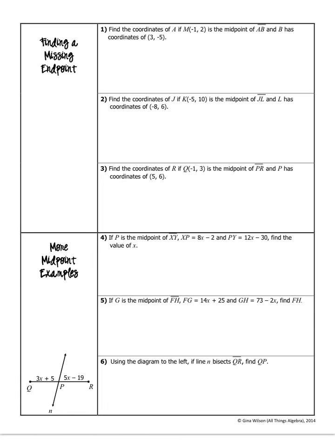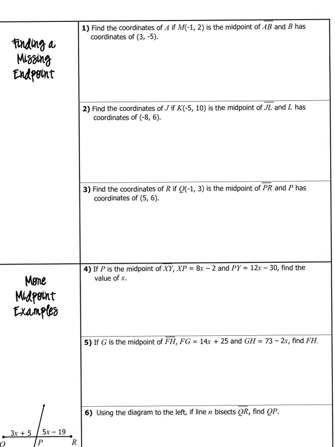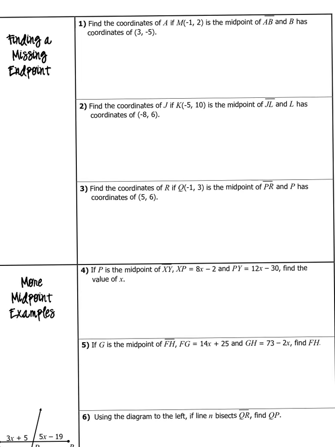In the next page, it's pretty much the same thing, but now we are asking the questions slightly differently. So here it's asking us to find a missing endpoint. Let's see what's given. So keep in mind that the objective for this session is about distance formula or midpoint. So it has to be one formula or the other. So let's see. Find the coordinates of point A if M, most likely M is the midpoint, at -1 and 2 is the midpoint of AB, and B is coordinates of 3 and -5.